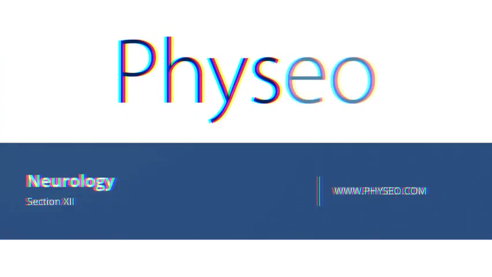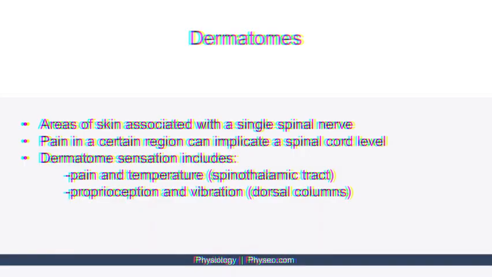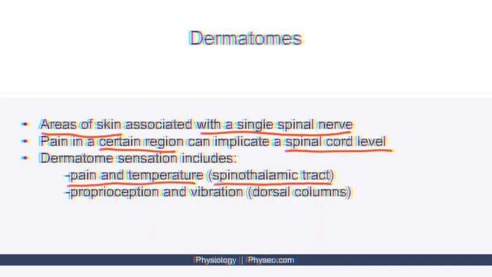Welcome to section 12 in neurology. In this section, we will be talking about dermatomes, myotomes, and their associated clinical reflexes. So let's get started. So first, let's talk about dermatomes. Now, dermatomes are areas of skin associated with a single spinal nerve. So pain in a certain region can implicate a certain spinal cord level. And recall that dermatome sensation includes pain and temperature. And as you recall from section 2, the spinothalamic tract is responsible for pain and temperature. Dermatome sensation also includes proprioception and vibration, which is carried through the dorsal columns.